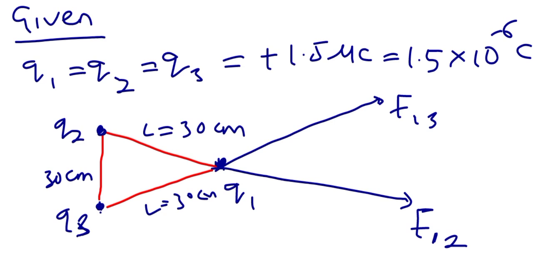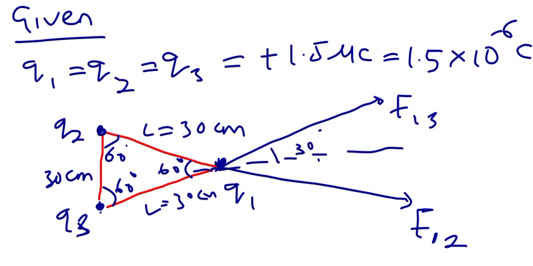So since this is the graph for it, and we know an equilateral triangle has equal sides, every angle of this triangle is 60 degrees. This side also is 60 degrees. Now if we split this angle into two, what we end up having is 30 degrees here and another 30 degrees here. Hope the concept is clear.